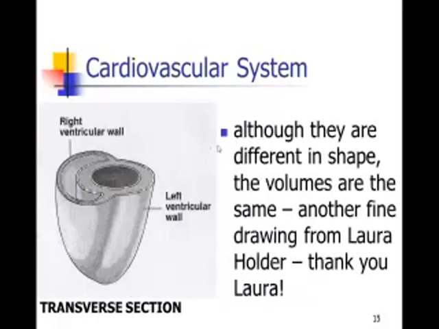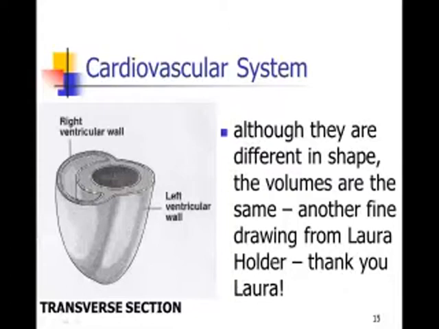So here is a picture that was drawn by a former student of mine, Laura Holder. And Laura was very generous in helping prepare a variety of pictures for the class while she was taking the class. And we do a transection here. We see that the shape of these two ventricles is much different. The right ventricle has a kind of a crescent shape, and the left ventricle is more cylindrical. And so at first inspection, you might think, well, those are different volumes then. Actually, they're not. Actually, they're the same volume.